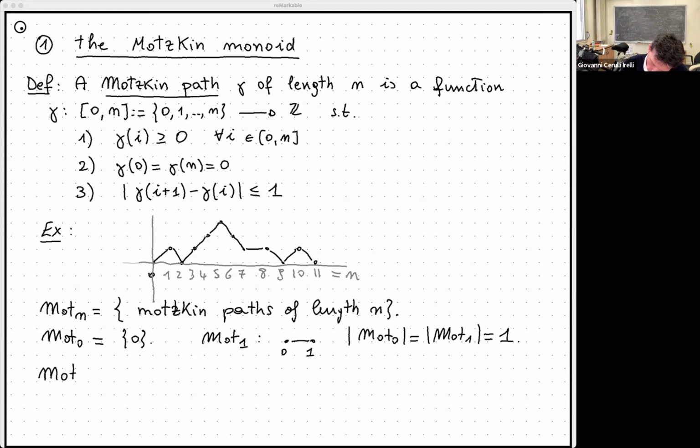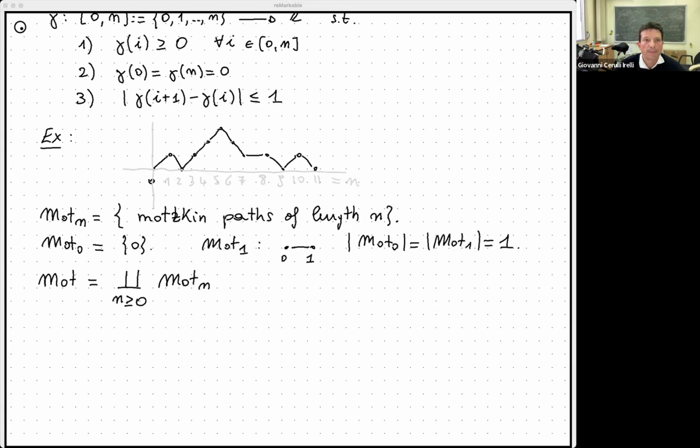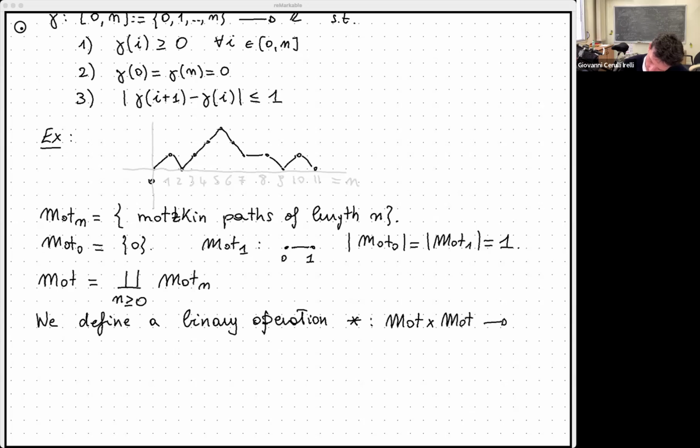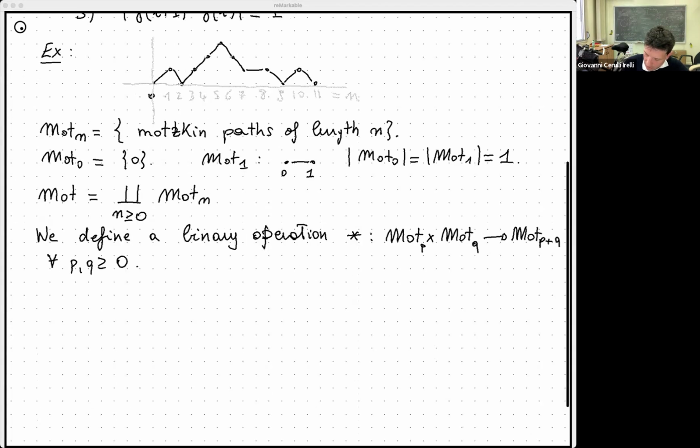And then we consider the disjoint union of all of that, and we call it Mot. It turns out that this graded set has a binary operation, from Mot_p times Mot_q into Mot_{p+q}, for all p and q greater than or equal to 0. This operation is called concatenation, and it just takes a Motzkin path, takes another Motzkin path, and puts them together, one after the other.